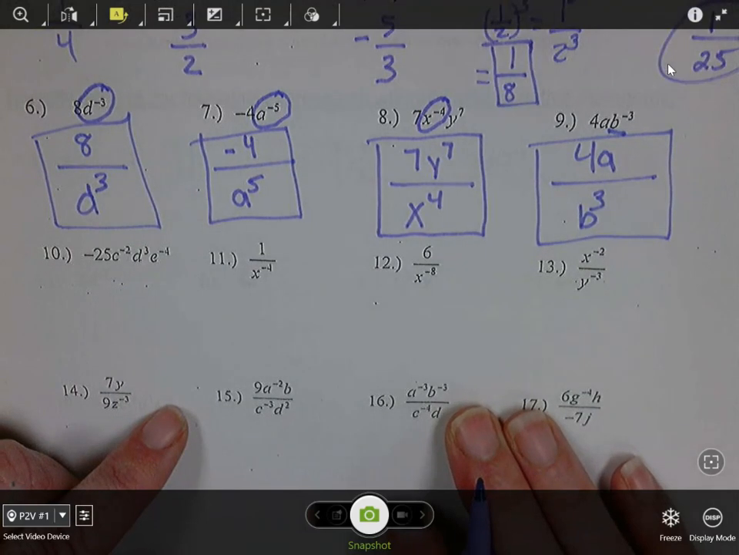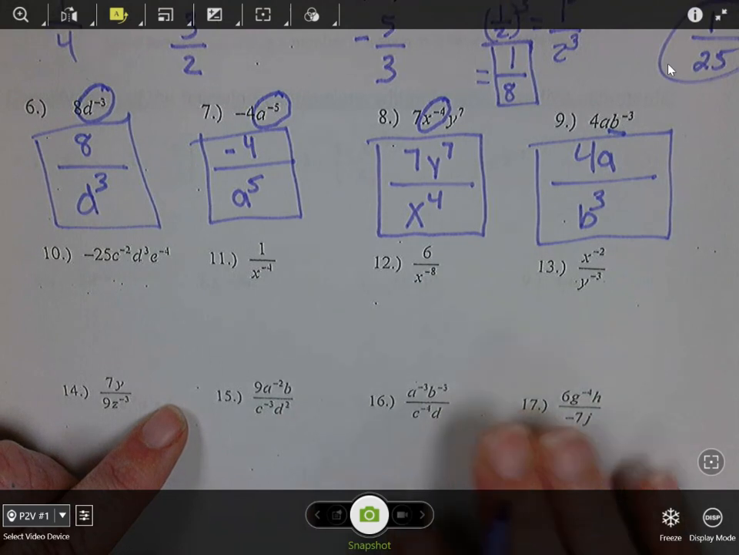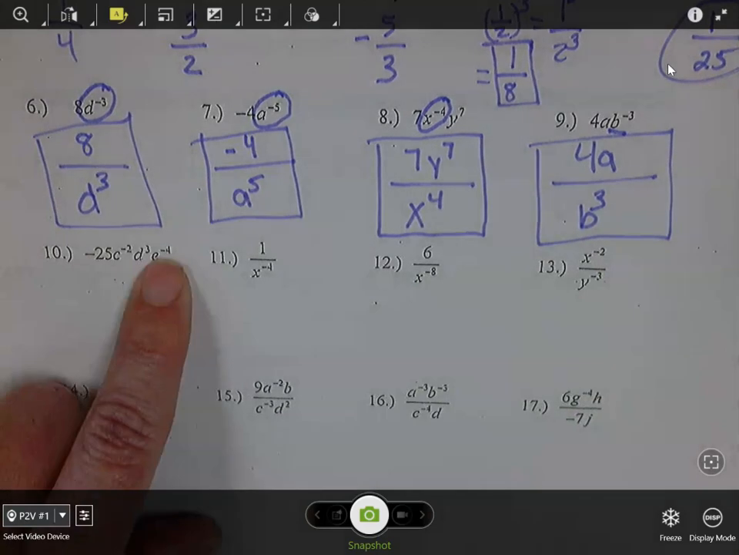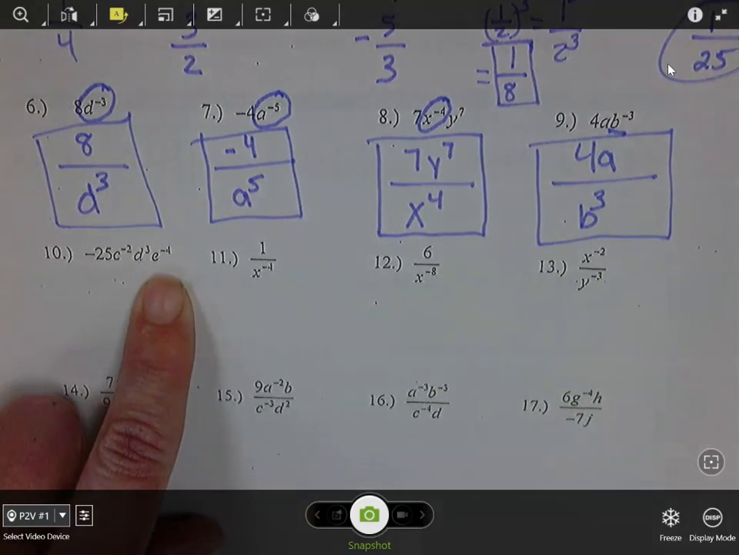Which letters? Okay, so negative exponents mean to move it to the bottom. So the ones that need to be moved to the bottom are the ones that have a negative exponent. So out of these, which ones have negative exponents? C does. Is there another one? C and E. So C and E need to be moved to the bottom.